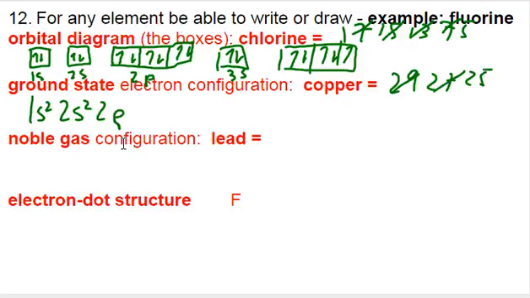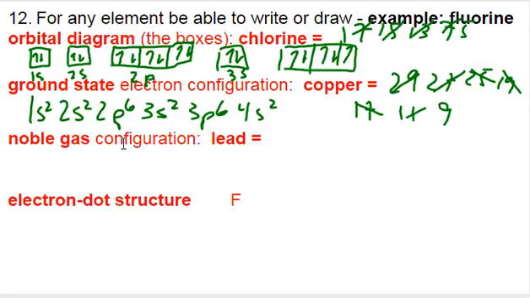Then 2p, which can hold 6. 3s, just 2. So I'm down to 17. 3p can hold how many? 6. So now I'm down to 11. And then 4s sneaks in before the 3d, so this just takes 2. And then 3d could hold 10 of them. So the last 9 go there.